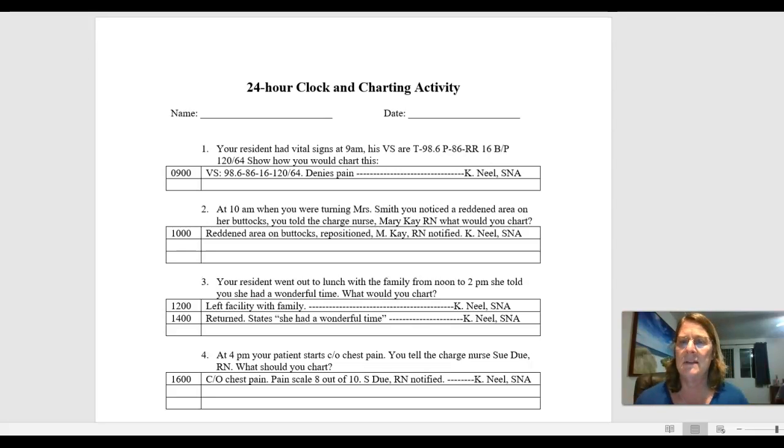So the way I documented this, I put 0900 for my 9 o'clock. Again, no semicolons, no AM, PMs. VS, so vital signs, 98.6-86-16-120/64 for my blood pressure, denies pain. And then I drew a line through the excess line here, first initial, last name, and title. And remember, if we are a student CNA, it would be SNA. And that's fine. I really don't need to document anything else with this.